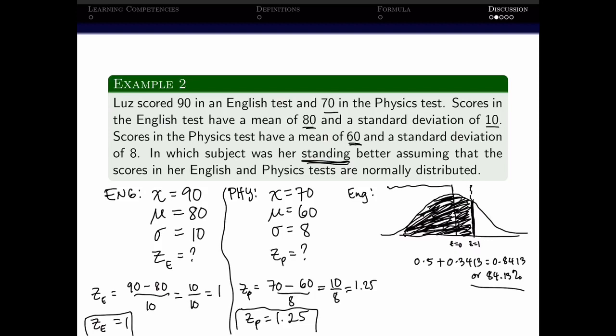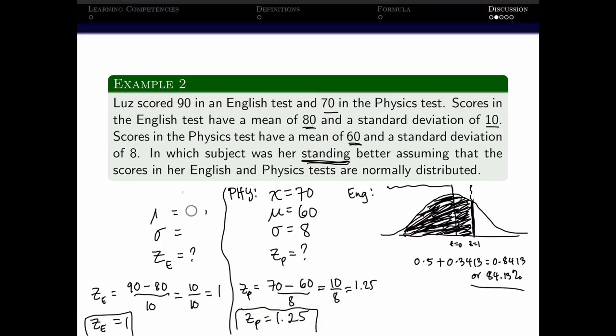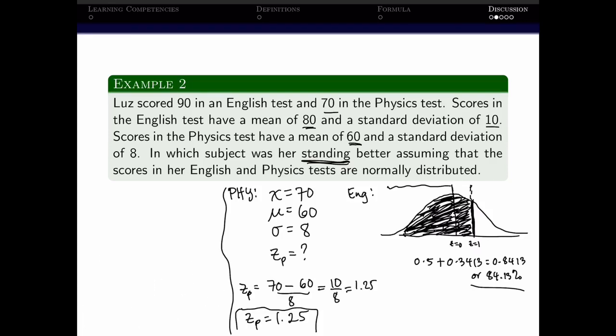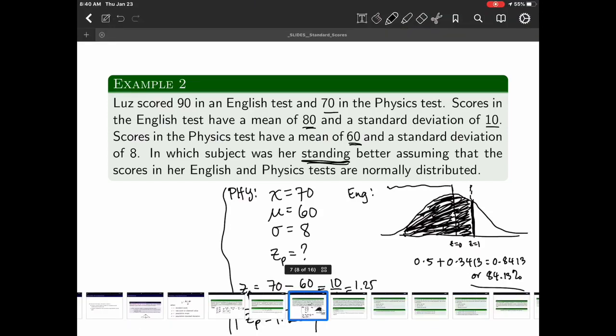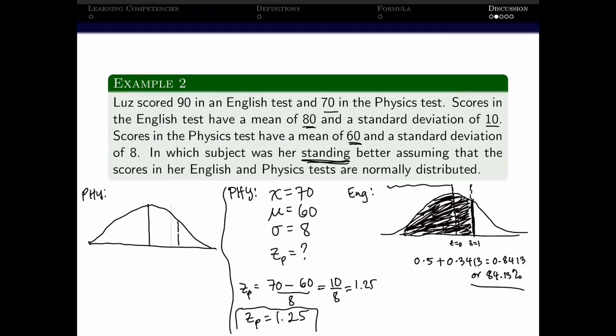Now, let's solve for her standing in physics. Okay, I'm going to erase this one. So let's solve for her standing in physics. Again, let's draw the curve. Her standing in physics is at z equals 1.25. The z score in physics is 1.25. So that's here, 1.25. Here is z equals 0.